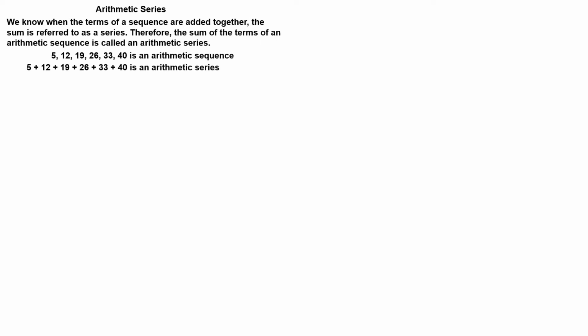We know when the terms of a sequence are added together, the sum is referred to as a series. Therefore, the sum of the terms of an arithmetic sequence is called an arithmetic series. For example, this sequence is an arithmetic sequence, and the sum of the terms is an arithmetic series. An arithmetic series is the sum of the terms of an arithmetic sequence.